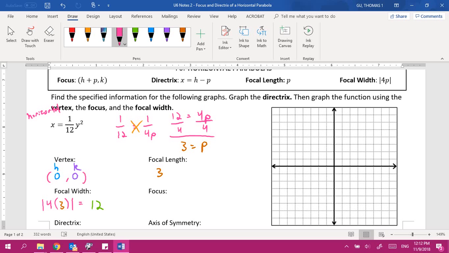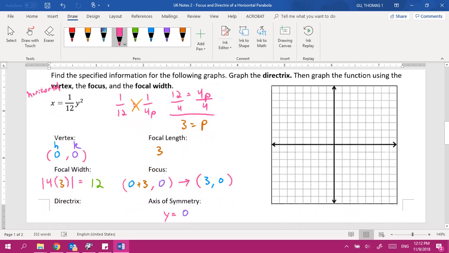Okay. Next, let's find the focus. Can you tell me with the variables first? h plus p. What is h? 0. 0 plus 3. So 0 plus 3, then comma, k. And what's k? 0. There we go. So then the focus ends up being what? 3 comma 0. Yeah, there we go. That's the focus. Okay, what is the directrix then?